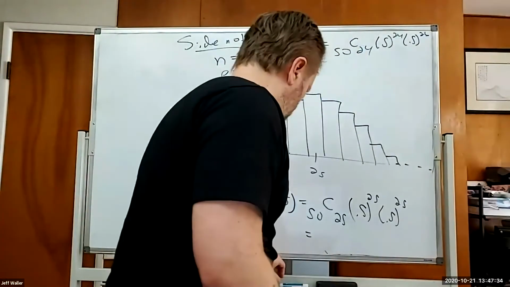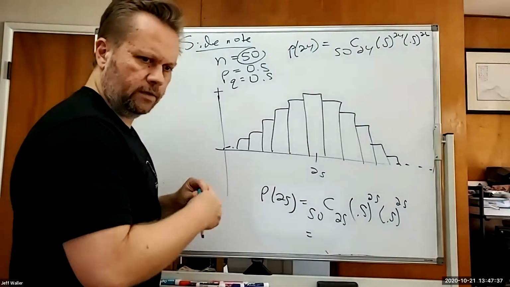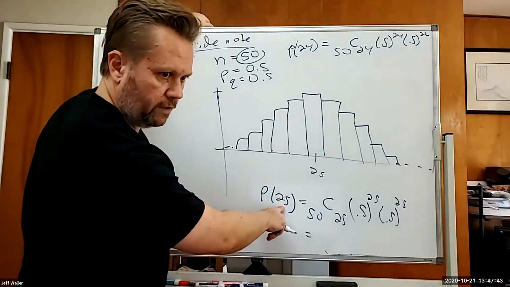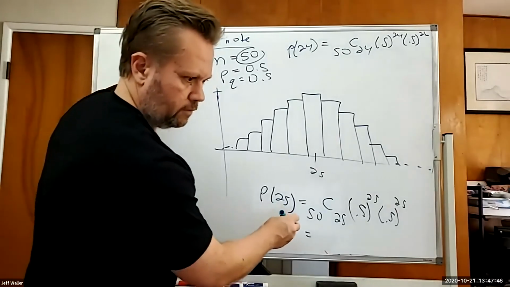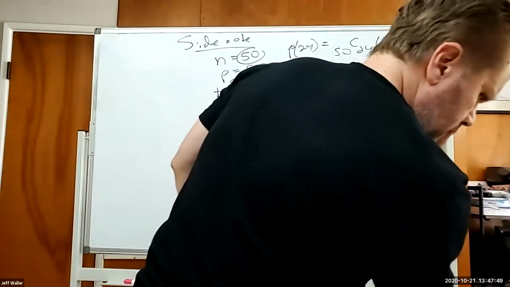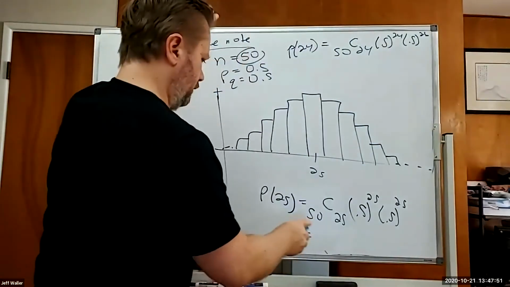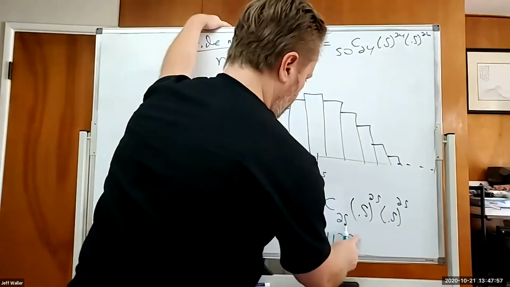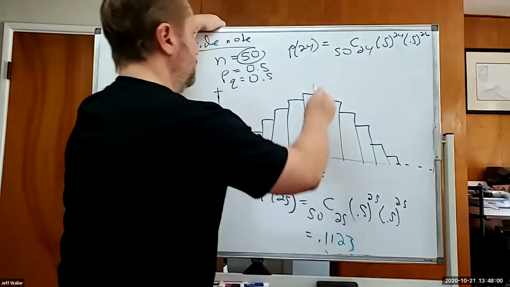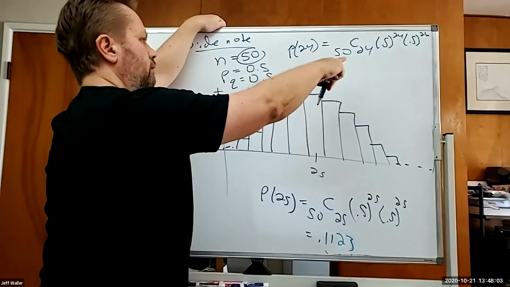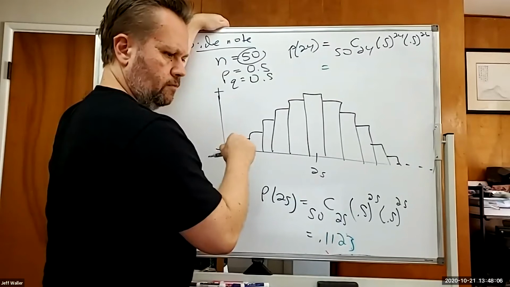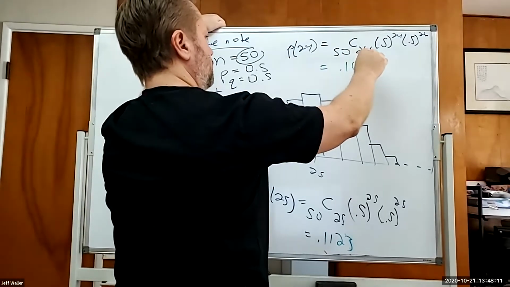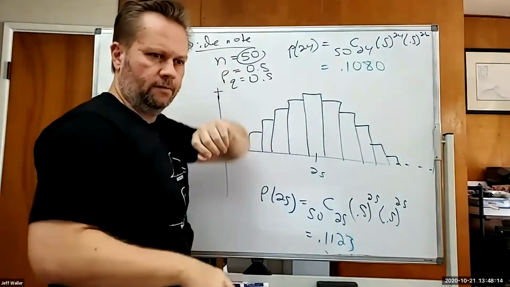Okay, cool. Anybody have this one? The probability of 25? 0.1122. Yeah, 0.1122. And then what about this guy, the probability of 24? So I got this.